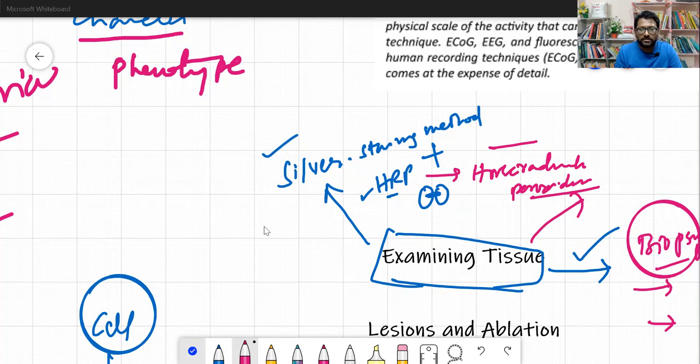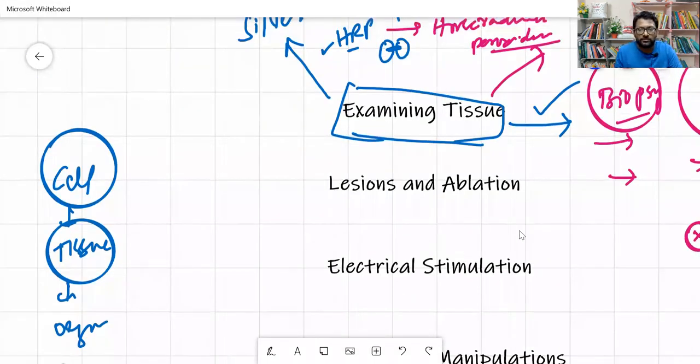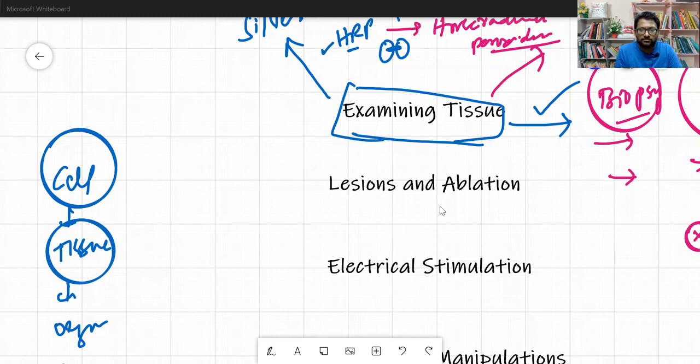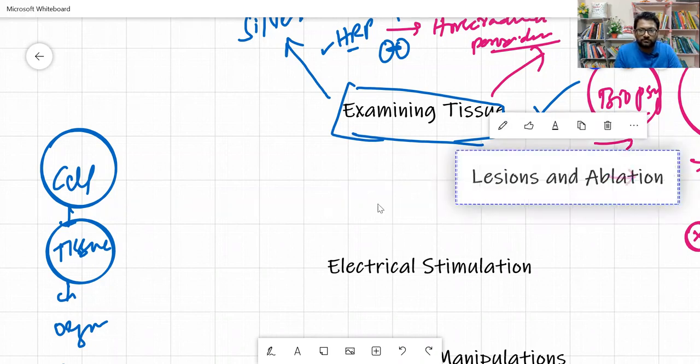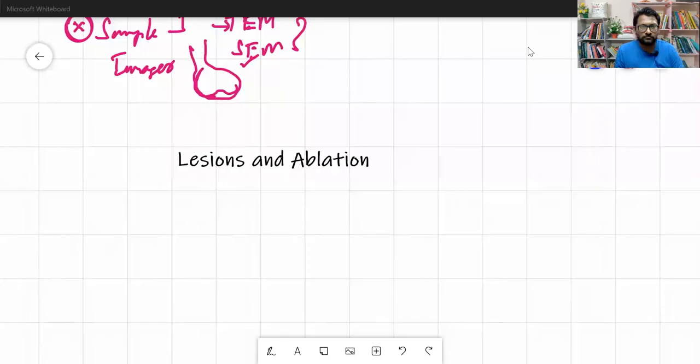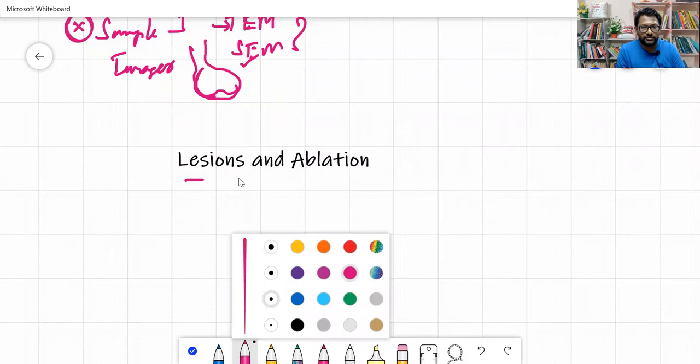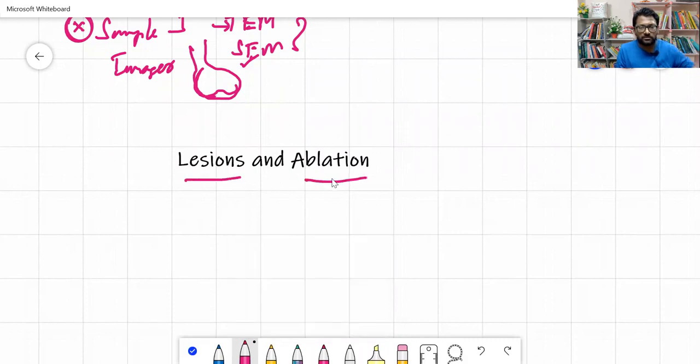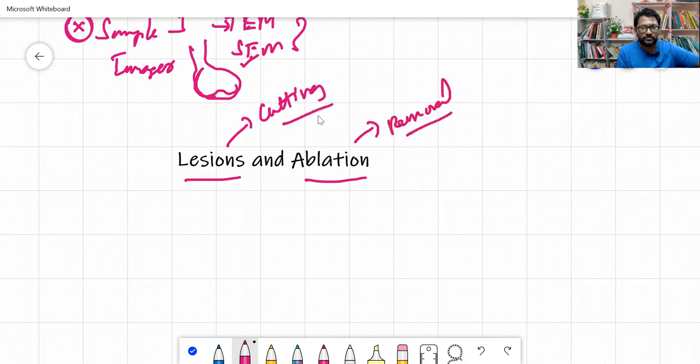Now let's see the second technique we can use, which is nothing but lesions and ablations. What it means: lesions are made by cutting the tissue. Ablation is nothing but removal of the brain tissue.